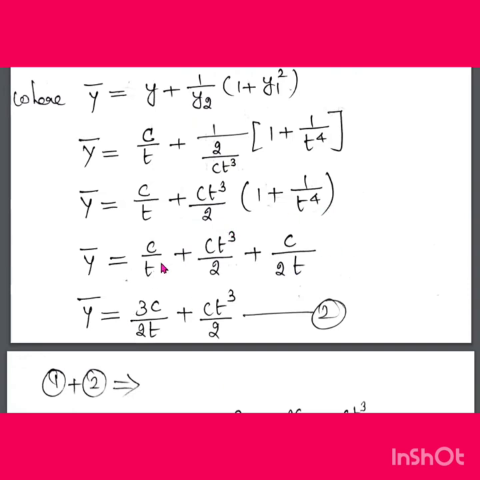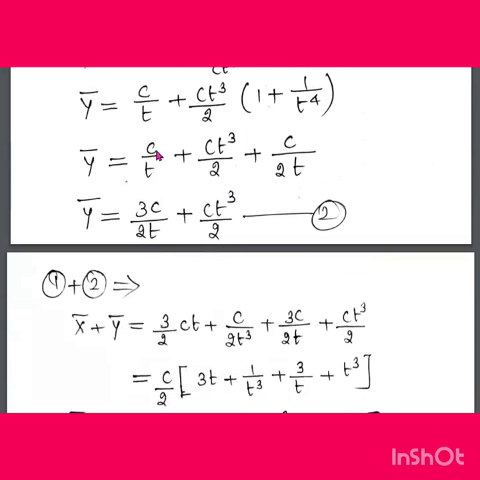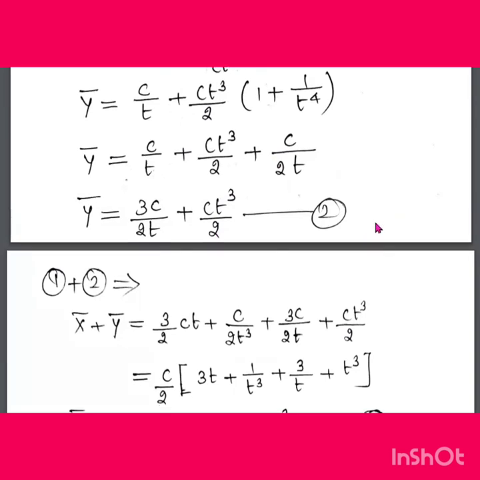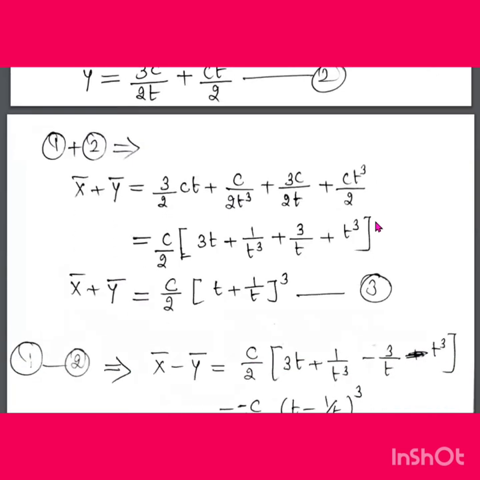So Y bar is equal to C by T plus CT cube by 2 plus C divided by 2T. So Y bar is equal to C divided by T, C divided by 2T. If you are adding these two, you will get 3C divided by 2T, 3C divided by 2T plus CT cube divided by 2. Take this equation number 2.